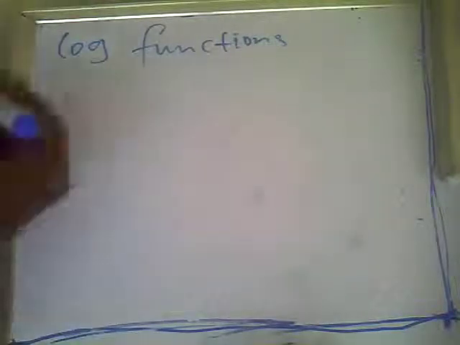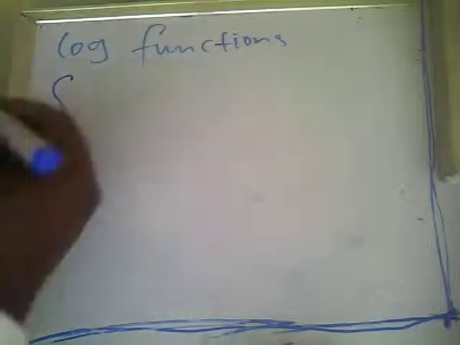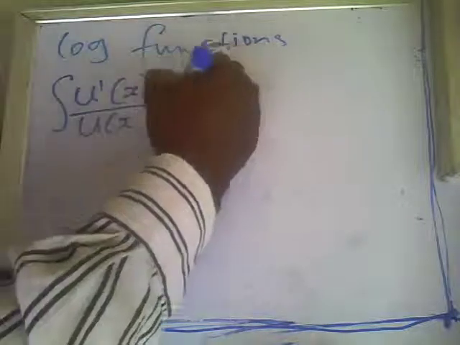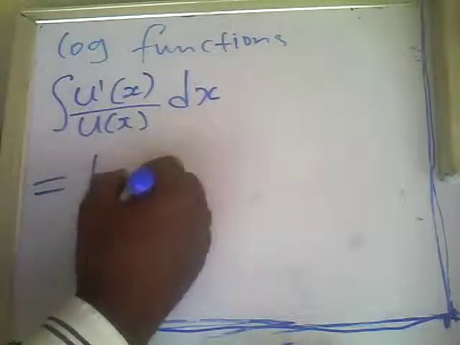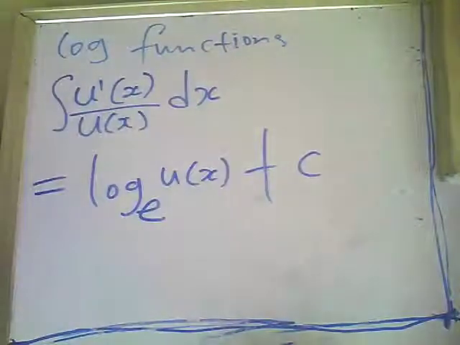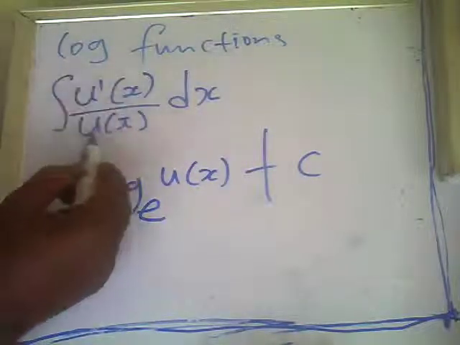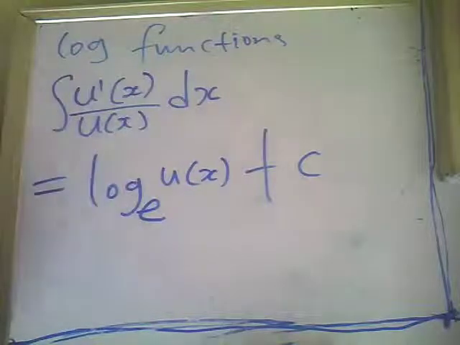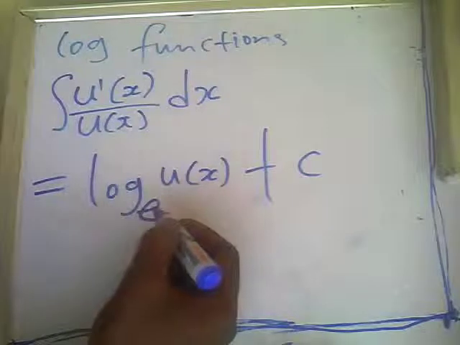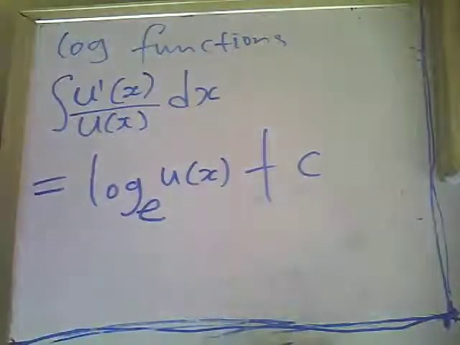The rule is that if we have to integrate a function where the numerator is the derivative of the denominator, then the integral is going to be the log of the denominator to base e plus c. What is the meaning of that? It means the integral of that function is going to be the natural log of the denominator plus c.